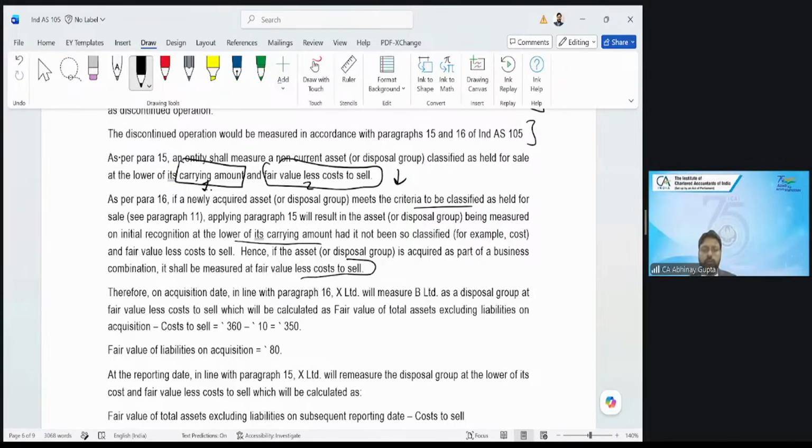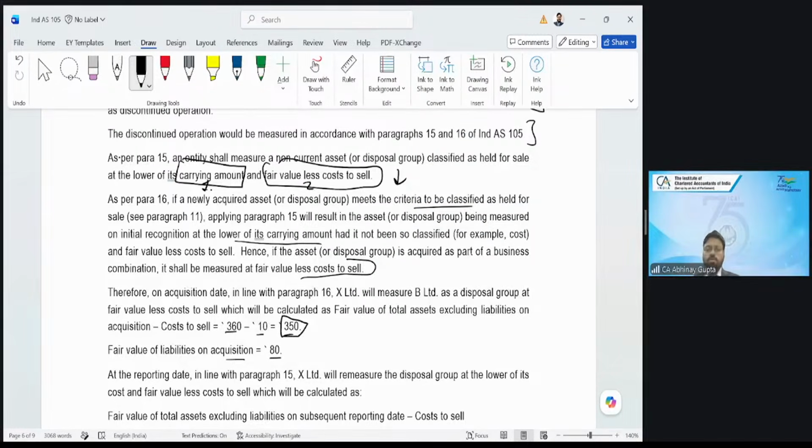Now, once we arrive at this conclusion, then we will measure the fair value less cost to sell. So fair value in the question is given as 360 for the assets, right? And cost to sell is given at 10. So 350 would be the fair value less cost to sell of the assets, and the fair value of the liabilities is also given as 80, right?